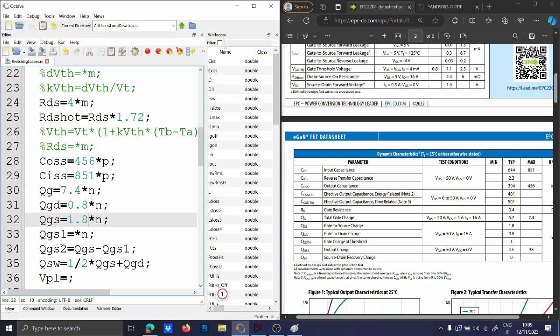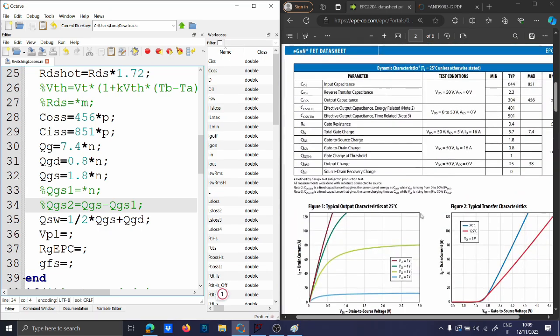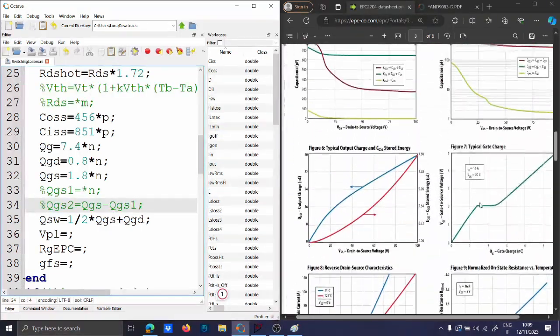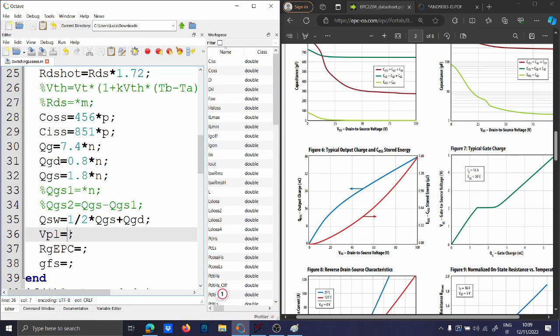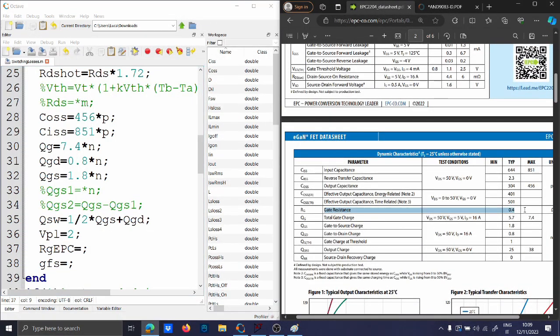I saw this in another application note, but now we don't need the definition of QGS1 and QGS2. This is the Vishay application note if you're interested, but now we don't care. So we also need the plateau voltage, which is here around 2 volts. This is also important for the switching losses. The gate resistor of this EPC should be around 0.5, the gate resistor 0.4, and indeed it is.